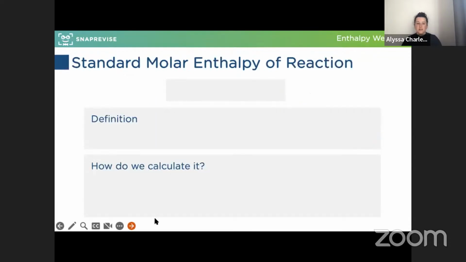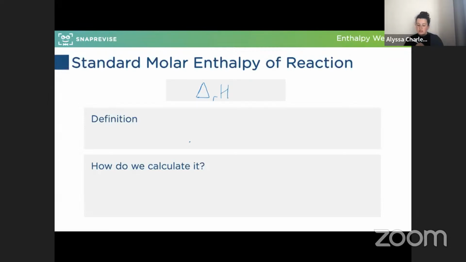So we also need to know the definition, sorry, of standard molar enthalpy of reaction. Now, definitions are super important in chemistry. They always have been. So if we're talking about the standard molar enthalpy of a reaction, we can basically break down that name and work out what it is we're supposed to be talking about. So it's the enthalpy change. So I'm talking delta H of a reaction R.